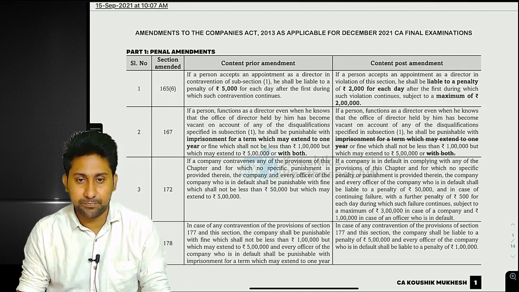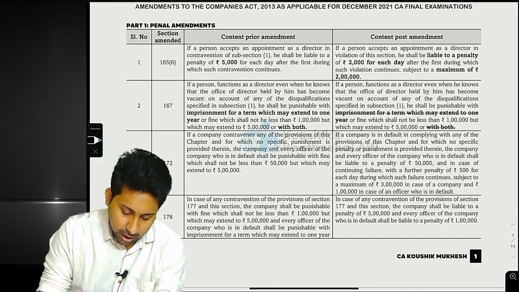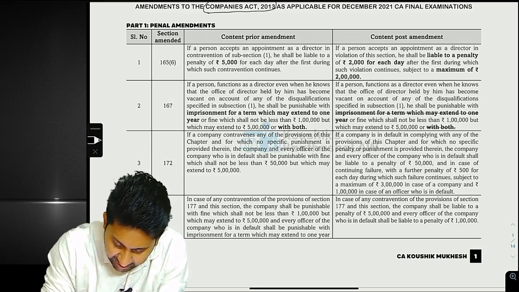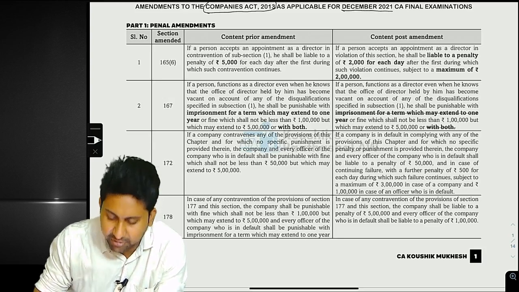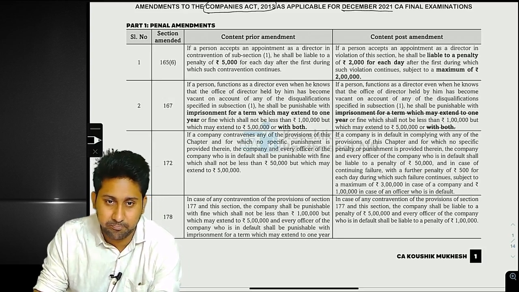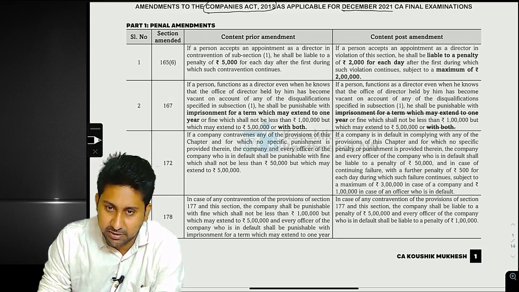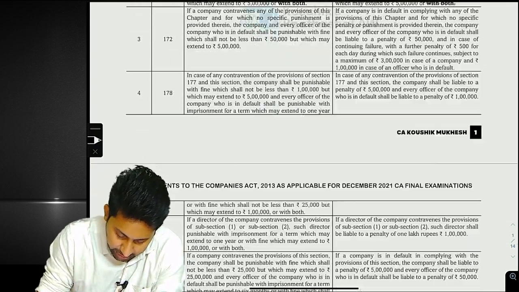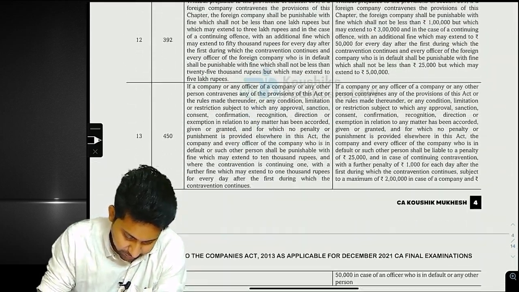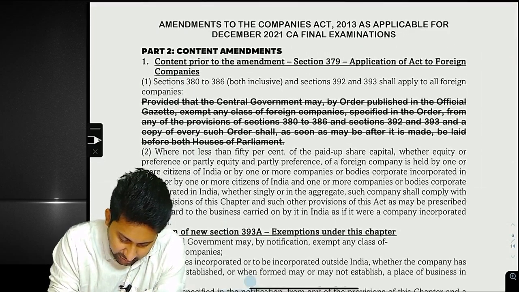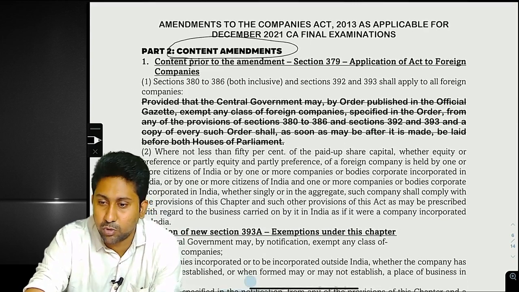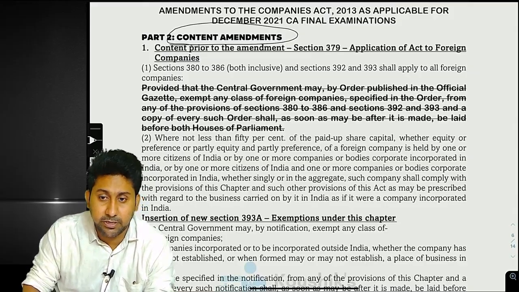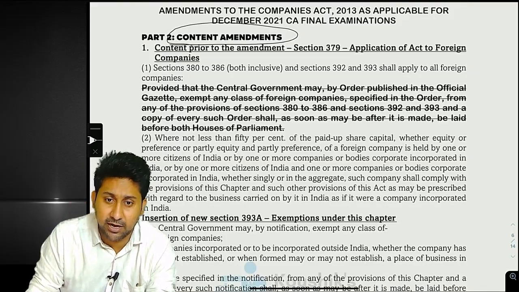So see here, amendments to the Companies Act 2013 as applicable for December 2021 CA Final examinations. There are 2 parts in our amendments. Number 1, the penal amendments. Number 2, content related amendments. So there are 2 kinds of amendments. One is penal amendments, the second one is content amendments.